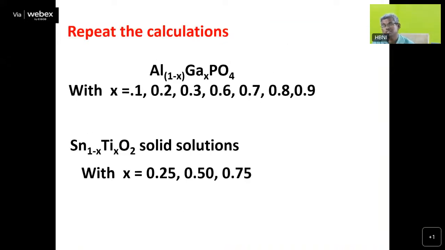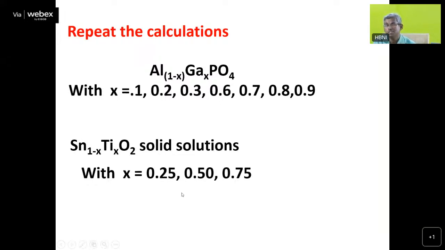Now let us come back to the assignment. I have told you one assignment is this one: calculate the relative concentrations of gallium about different phosphorus structural units and predict the NMR pattern of all these compositions. If you have any doubt at any point of time, you can contact me.